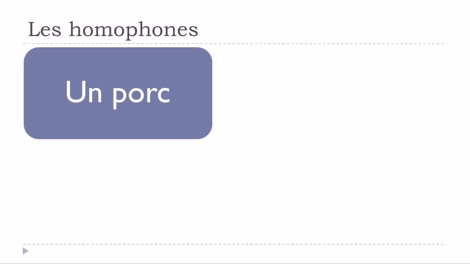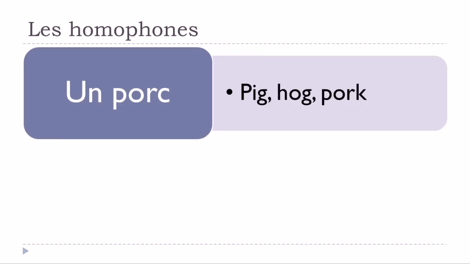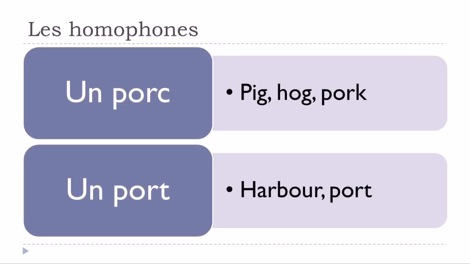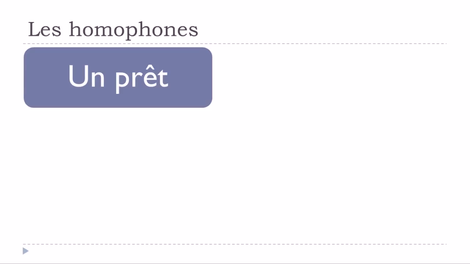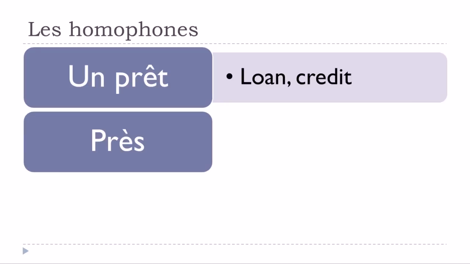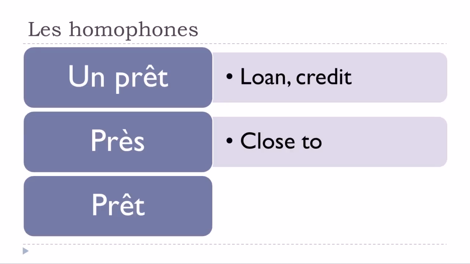Un port. Un port. Okay, exactly the same thing here. Only the last letter is different. You don't pronounce it, and then both of them are masculine. Un port. Un prêt. Prêt.